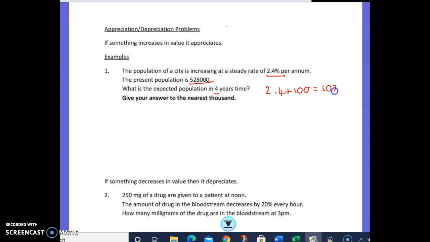So I get 102.4%, which as a decimal is 1.024. So that's my multiplier. So I get 1.024. This is for 4 years. So I'm going to do it to the power of 4. And it started at 528,000. Type that into a calculator.